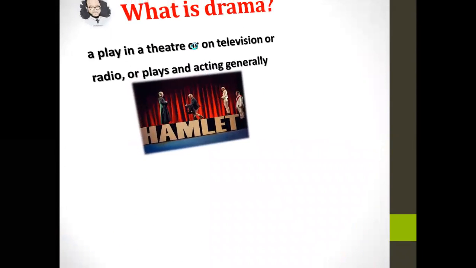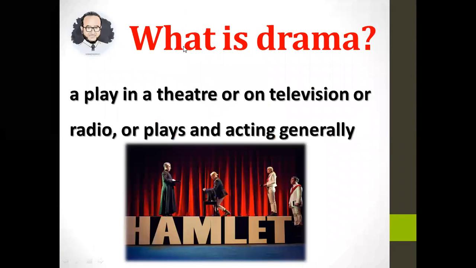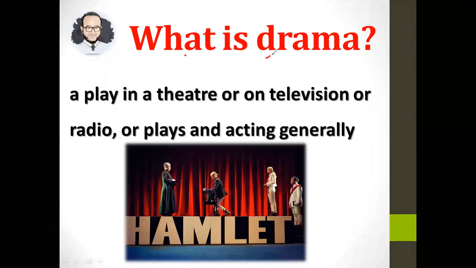Okay, first of all, I need to ask myself a question. What do I mean here by the word drama? Of course, you watch lots of plays performed on the stage and in the theater, when you have the actors acting on the stage, like what we have here. They look so nice in presenting one of the greatest plays ever by William Shakespeare, Hamlet. So they are acting now on the stage, as you see here.